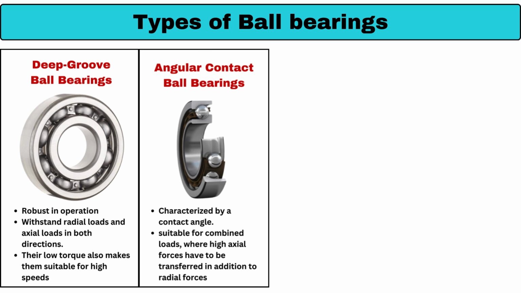Next one is angular contact ball bearings. Angular contact ball bearings are categorized by the contact angle. This means that the force is transferred from one ring to the outer ring at a particular angle. These angular contact ball bearings are suitable for combined load where high axial force has to be transferred in addition to the radial force. So the angular contact ball bearing is suitable for axial and radial load, and it can withstand both loads.